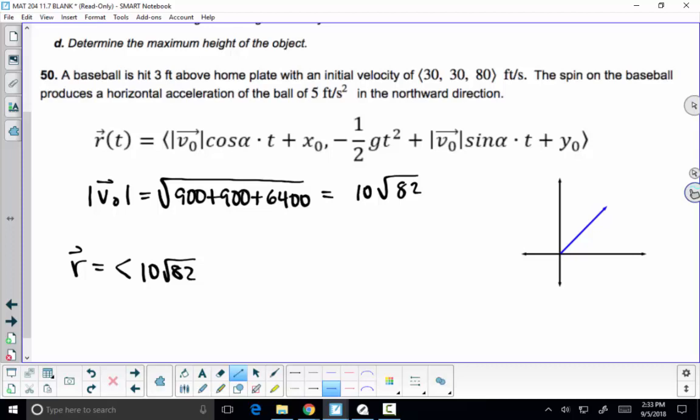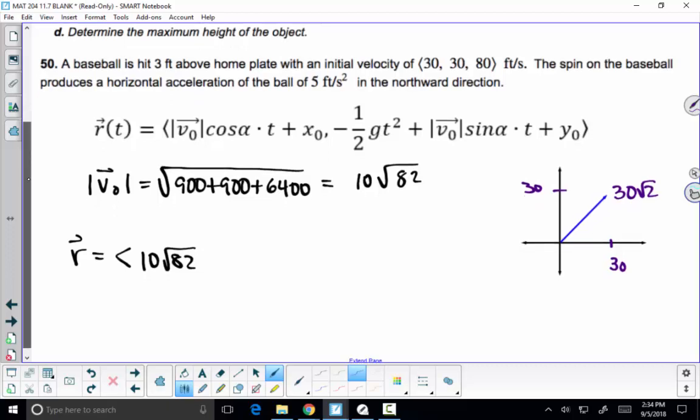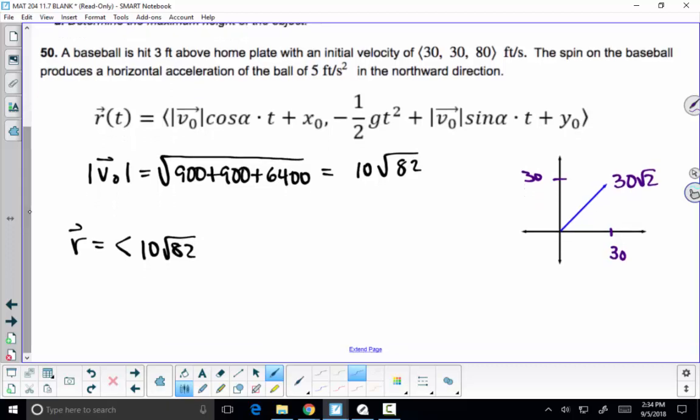The 30, 30 bisects this quadrant, but then it's 80 up. So what we need to do is figure out this hypotenuse based on the 30 and the 30. So the magnitude of this vector is the square root of 1800. That's 30 square root 2. Oh right, I know that triangle, I've seen that triangle before. Yes, excellent observation. 45-degree triangle.